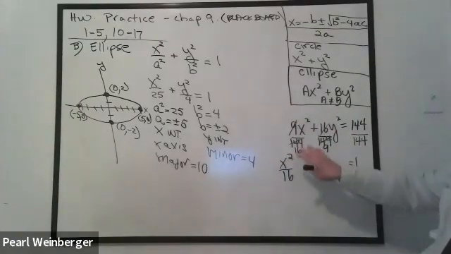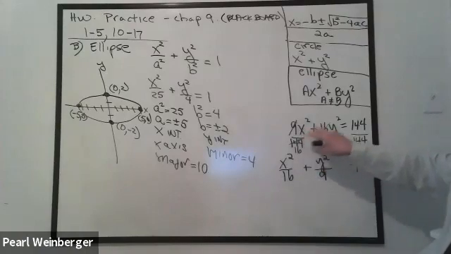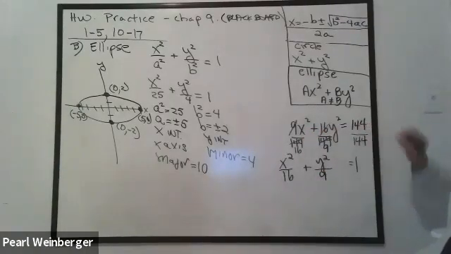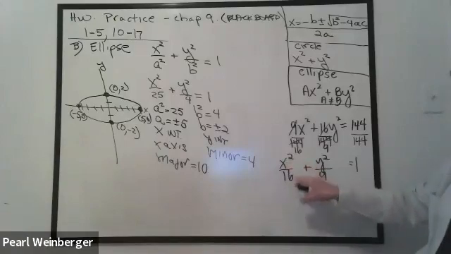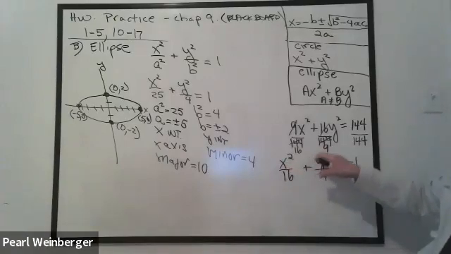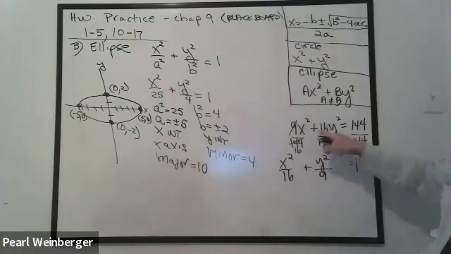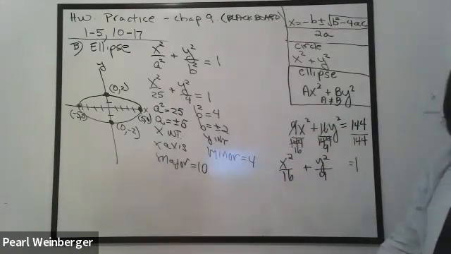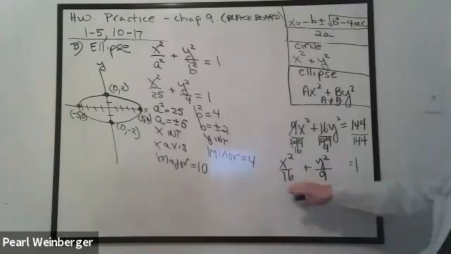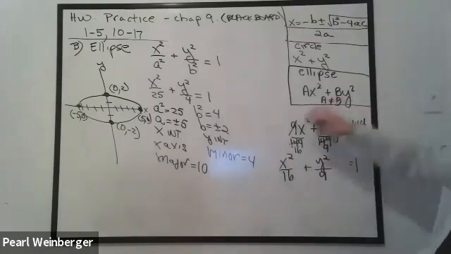So in standard format, 9x squared plus 16y squared equals 144 becomes x squared over 16 plus y squared over 9. It's sort of like you interchange. The 9 goes under the y squared because it was over here, and the 16 goes under the x squared because it was in front of the y squared. When you are putting it in standard form, the correct way is just to divide everything by 144.